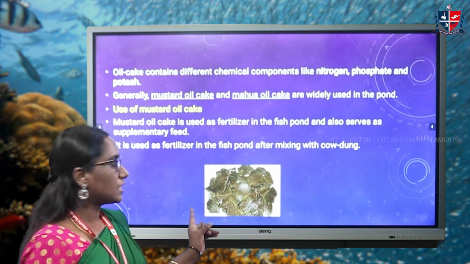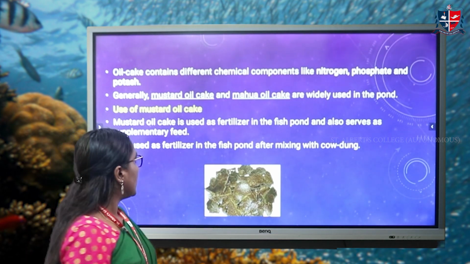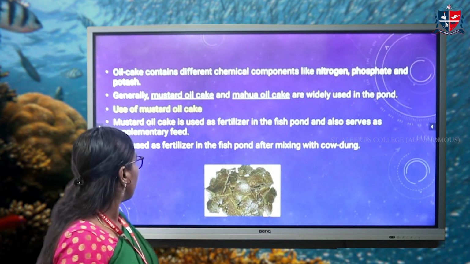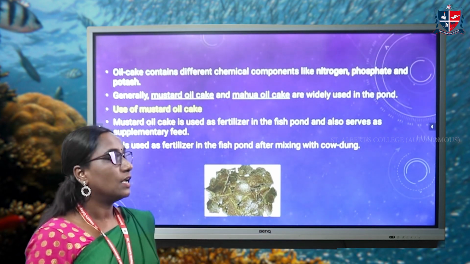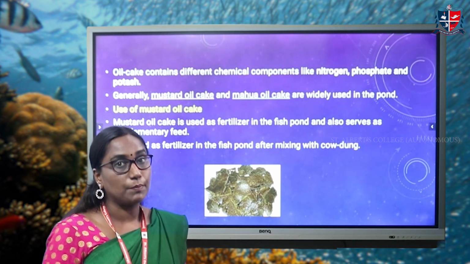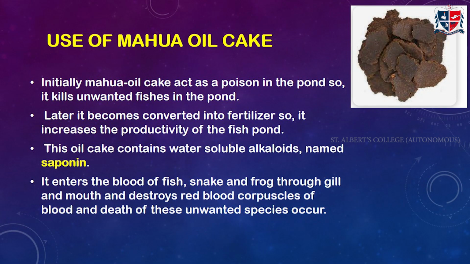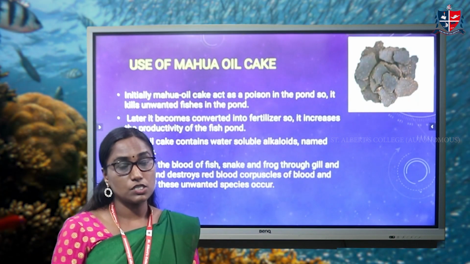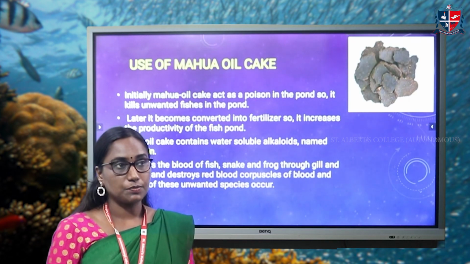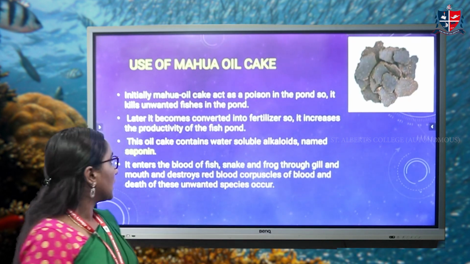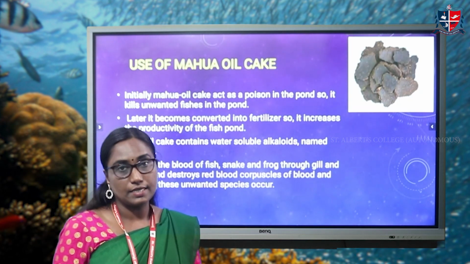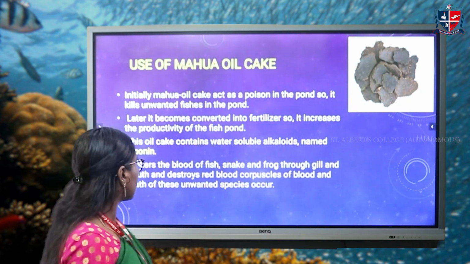First one is mustard oil cake. Mustard oil cake is used as fertilizer in a fish pond and also serves as a supplementary feed. It is mixed with cow dung and applied in the fish pond. Use of mahua oil cake: initially, mahua oil cake acts as a poison and kills unwanted fishes or predatory organisms in a fish pond. Then it becomes converted into fertilizer and acts as a fertilizer in the pond and increases the productivity.